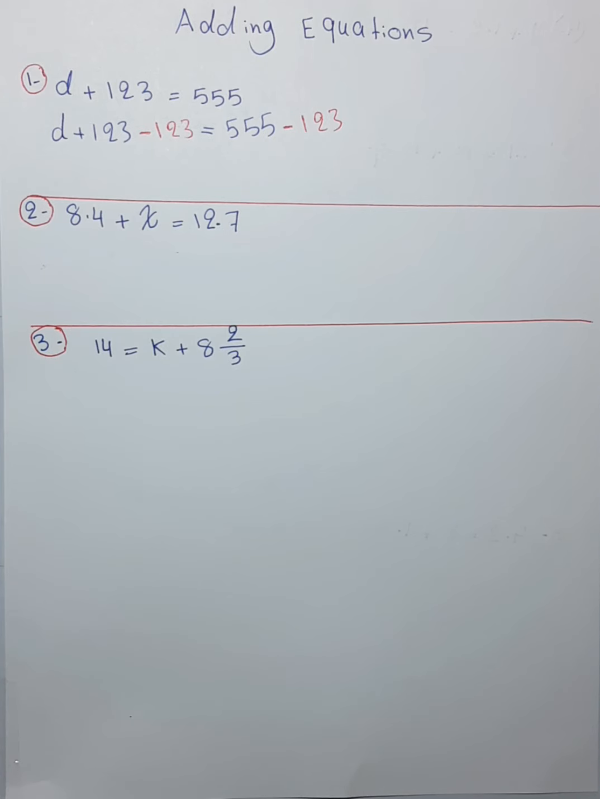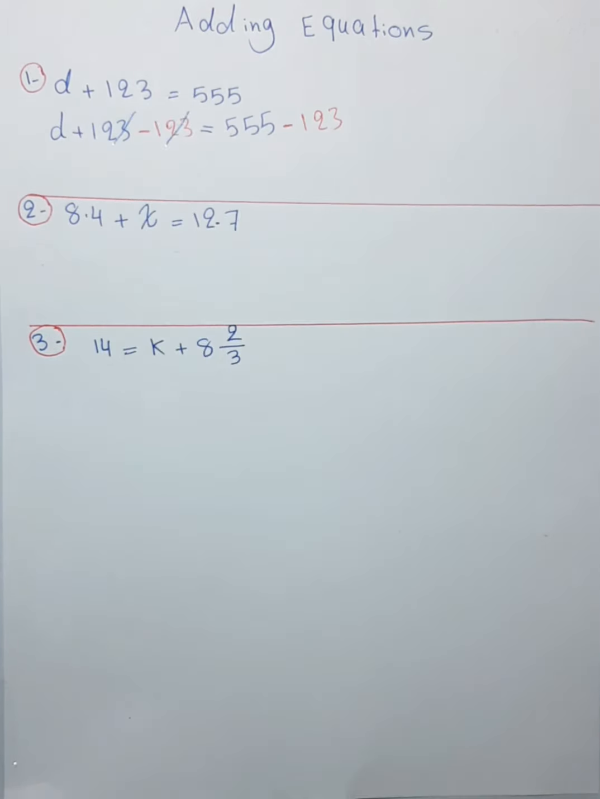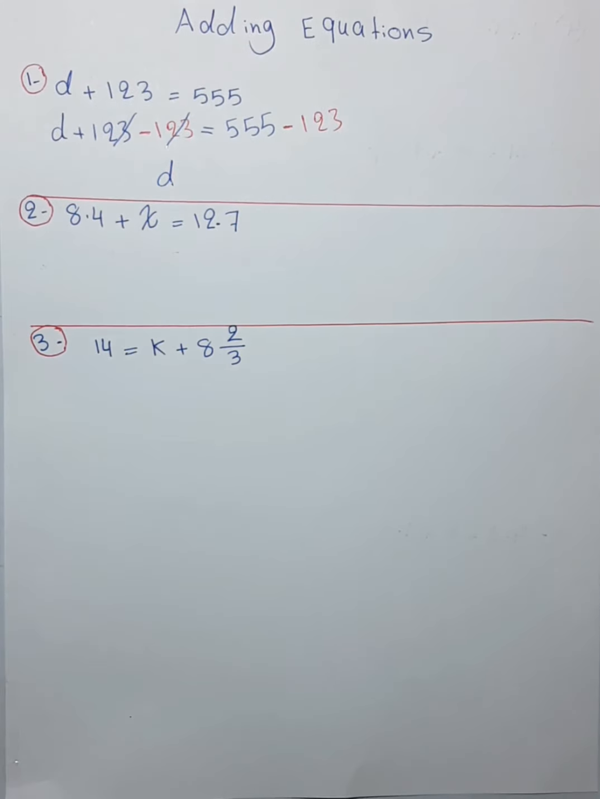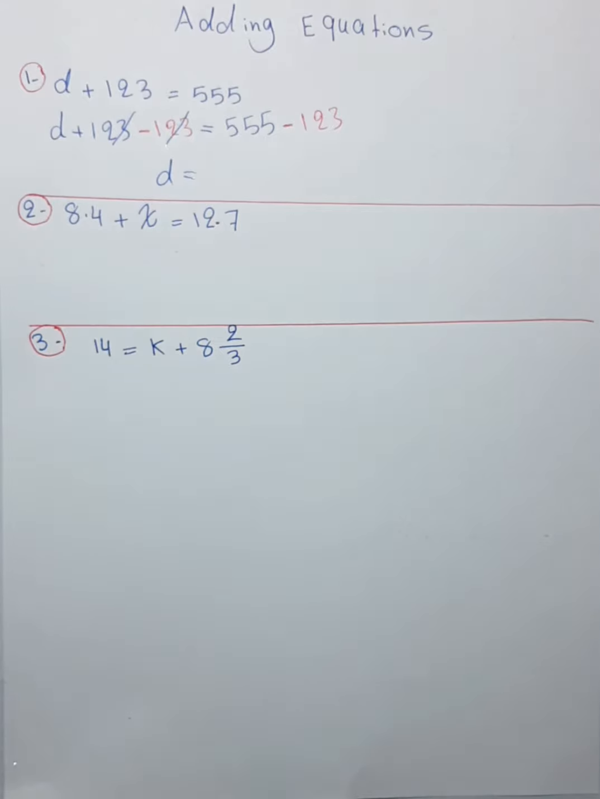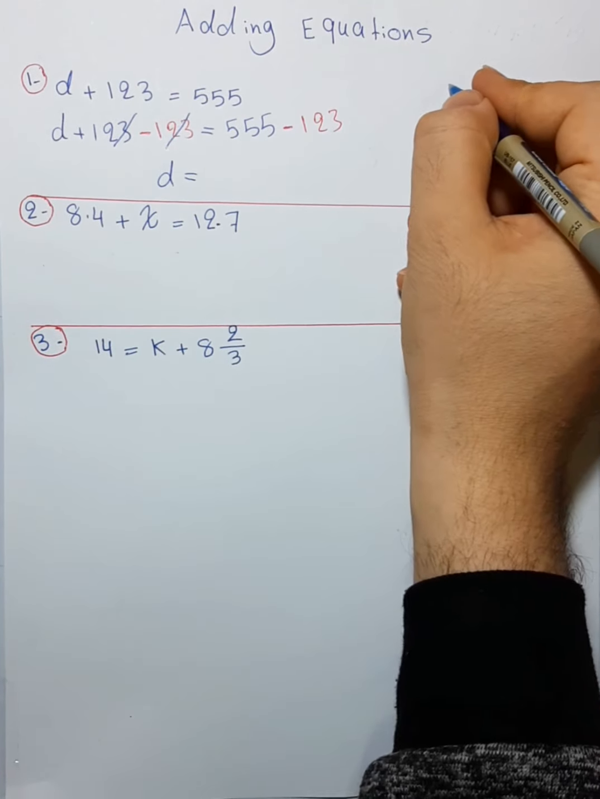In integer numbers, or in subtract or add integer numbers, when we have two numbers that are the same and their signs are different, the result is 0. So these two numbers equal to 0. We have only d equal to 555 minus 123.